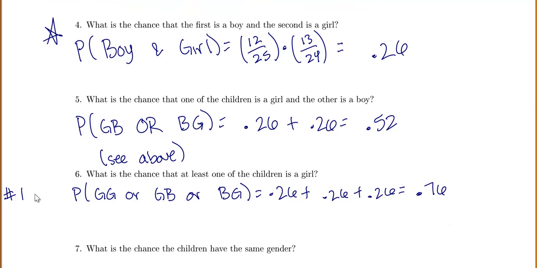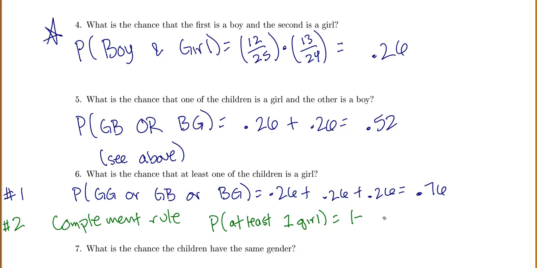That's method number 1. You could also use method number 2, which is technically faster and easier, which is to use the complement rule. The complement rule says that the probability of at least one girl is equal to 1 minus the probability of no girls. And how do you get no girls? The only way to get no girls is if you get boy, boy. So all we have to do is 1 minus the probability of boy, boy. Look up above, the probability of boy, boy was 0.22, and together that gives me 0.78.